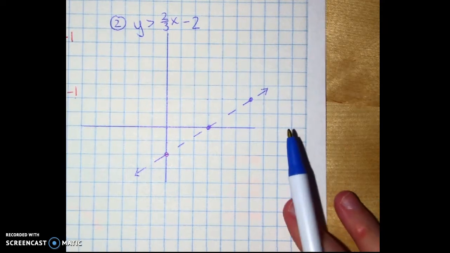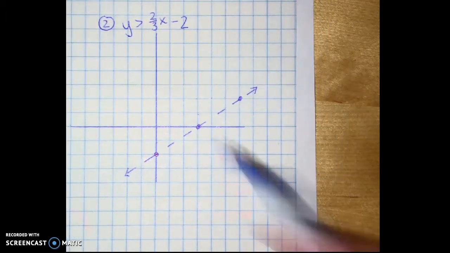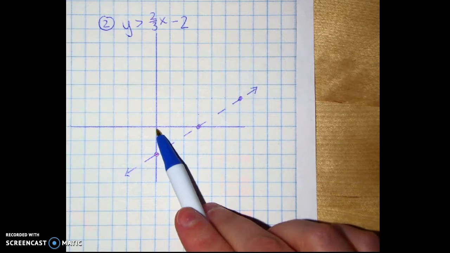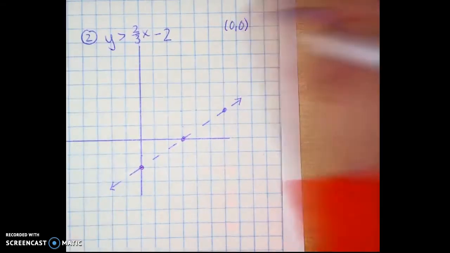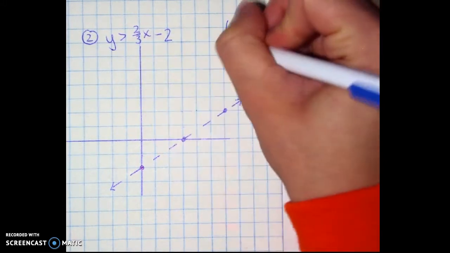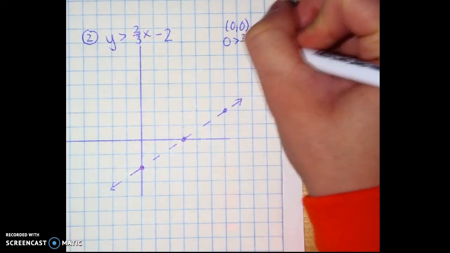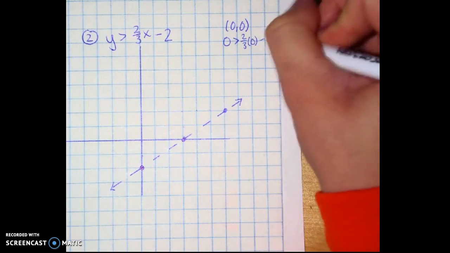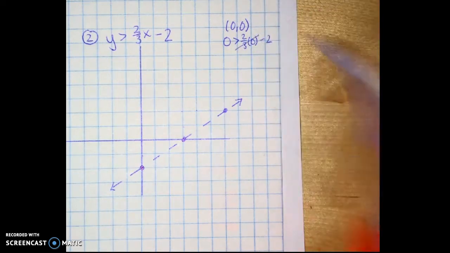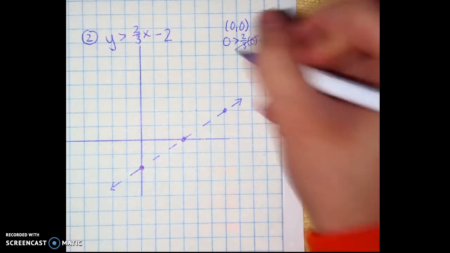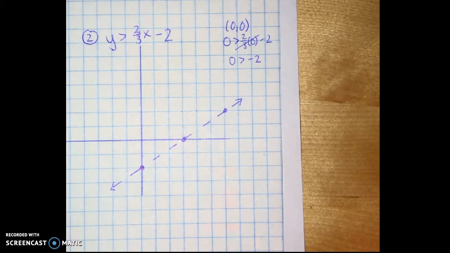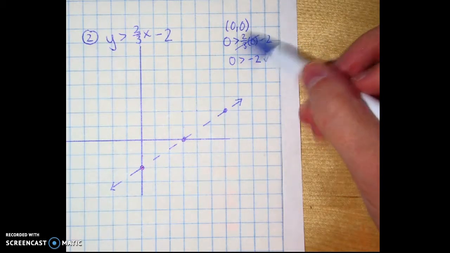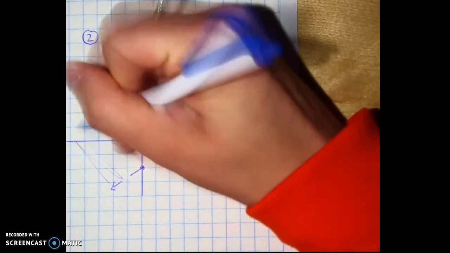Okay, now we need to test a point or two. I'm going to use 0, 0 because my line is not going through it. And that gets me 0 is greater than 2/3 times 0 minus 2. This is gone because anything times 0 is 0. 0 is greater than -2. Is that true? Yes, that is true. So that means I shade the side that has 0, 0 on it. So I'm shading above the line.